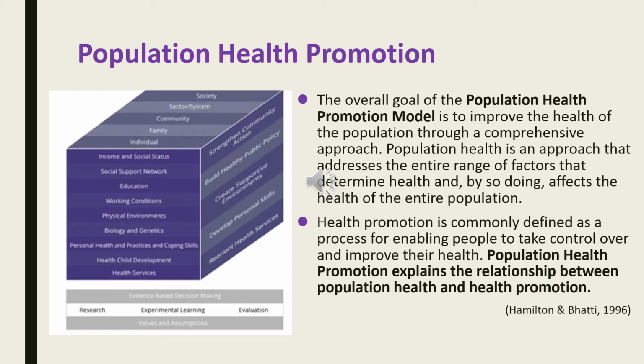And just a couple more notes here. Gender and culture have been added to Hamilton and Batty's version of the population health promotion model, although you cannot see it in the diagram posted. Another thing to take note of is that many of these determinants have interaction effects. For example, education will impact income as well as working conditions.